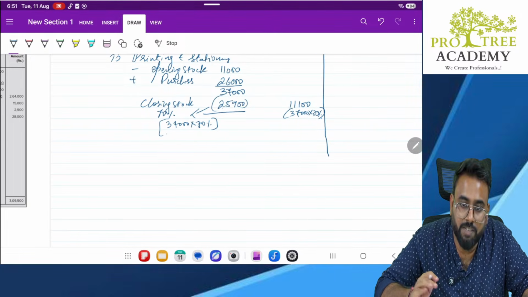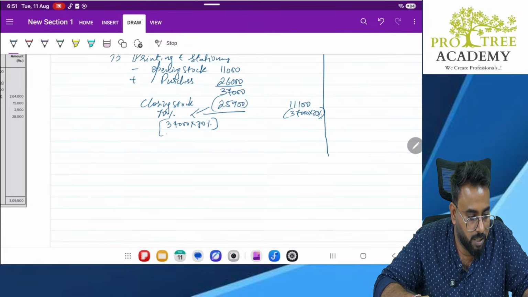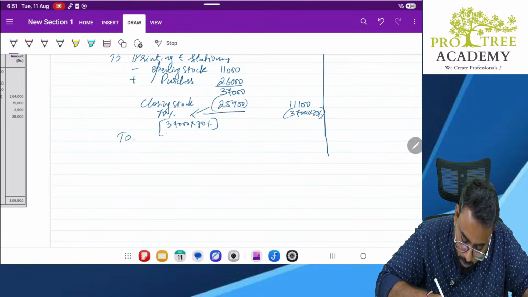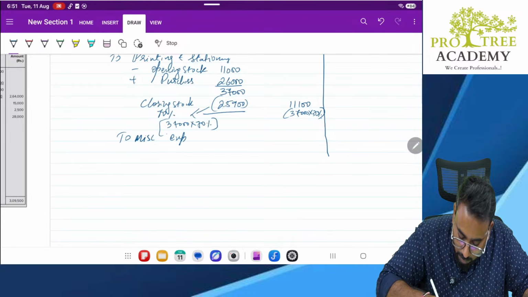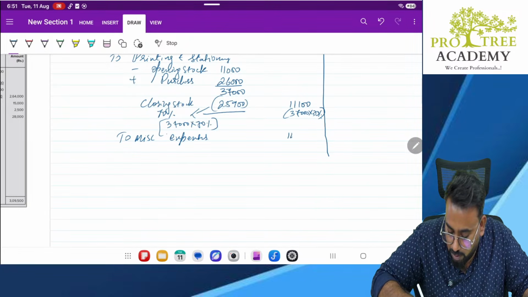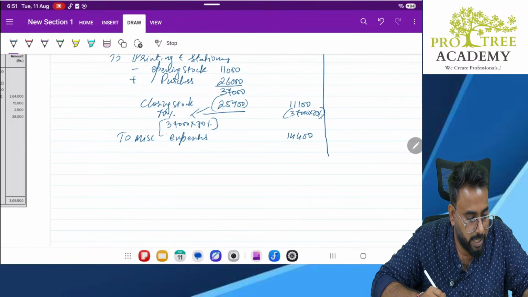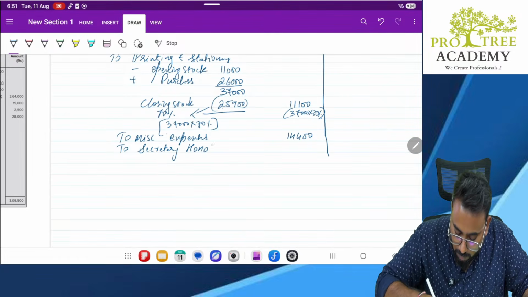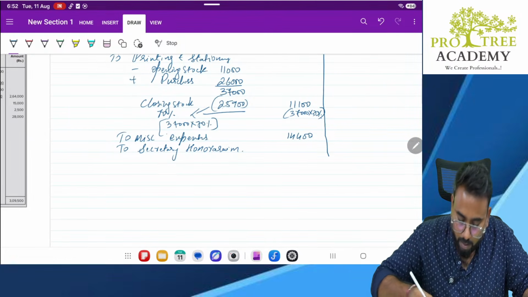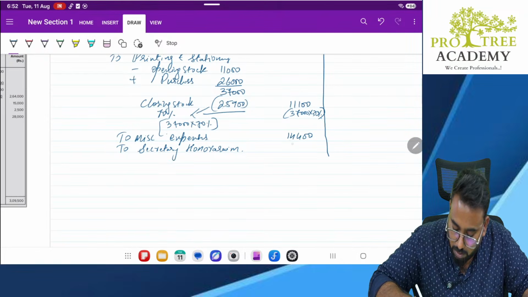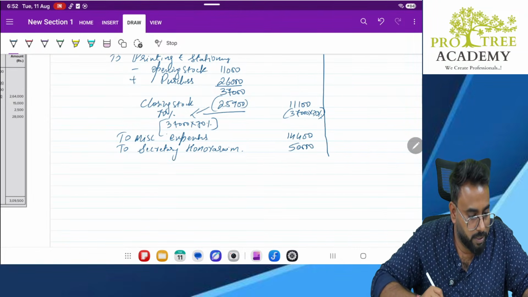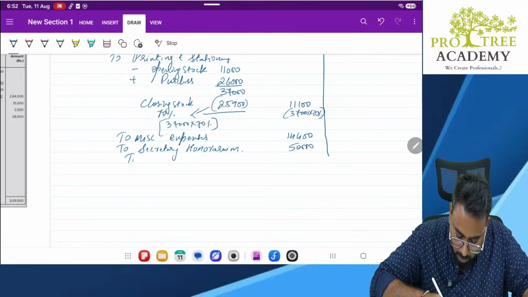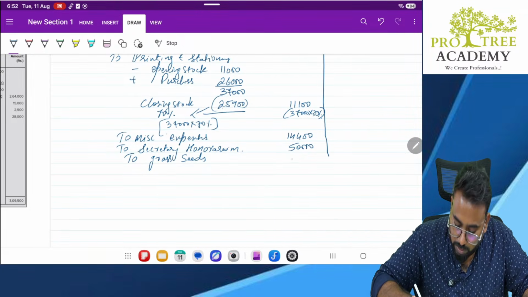This is the amount of stationery which has already been consumed by us. Next, miscellaneous expenses. How much is it? 14,400. Next, secretary honorarium. How much is that? 50,000. Next, grass seeds. 2,600.